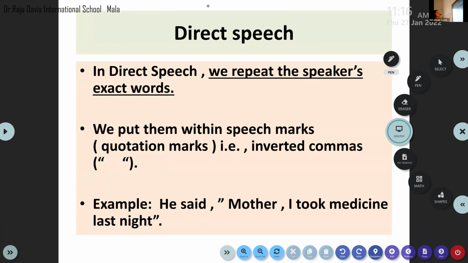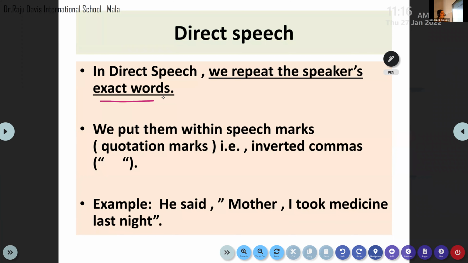In direct speech, we repeat the speaker's exact words. This is important. We are using the exact words of the speaker, so we normally use inverted commas in order to mark the exact words of the speaker. We are using the same words. We are not changing the words of the speaker. See, "Mother, I took medicine last night."